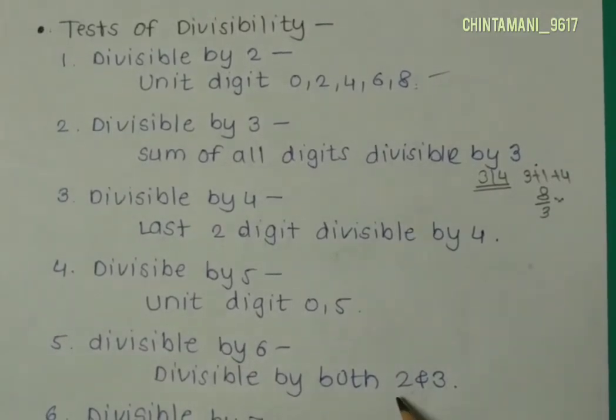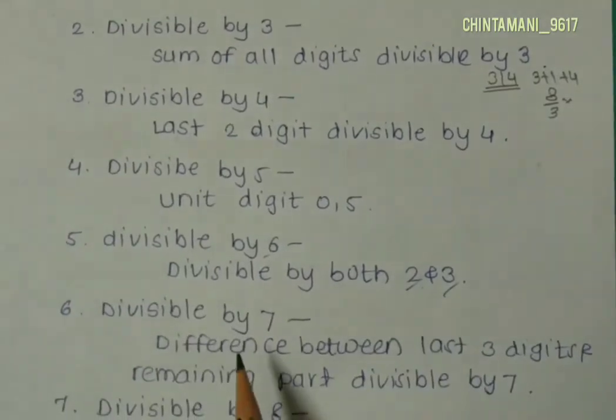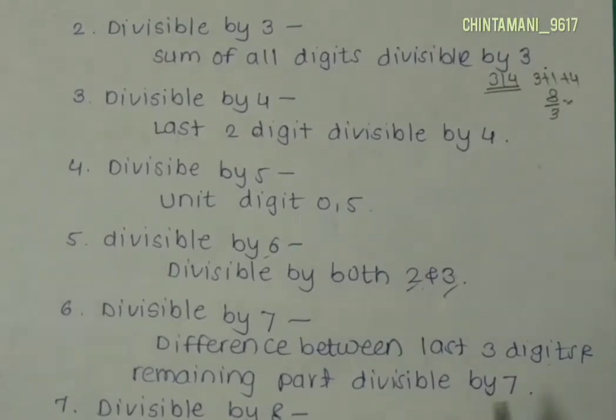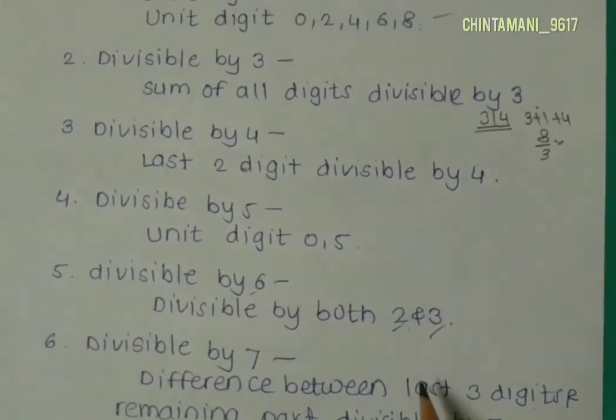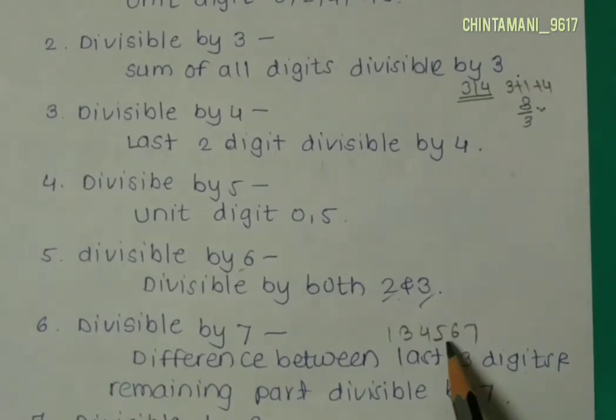If the given number is divisible by 2 and 3, then it is divisible by 6. Later on, to check whether the given number is divisible by 7, the difference between the last 3 digits and the remaining part must be divisible by 7. This means if the number 134567 is given, then the difference between the last 3 digits 567 minus the remaining part 134, if that answer is divisible by 7, then the entire number is divisible by 7.